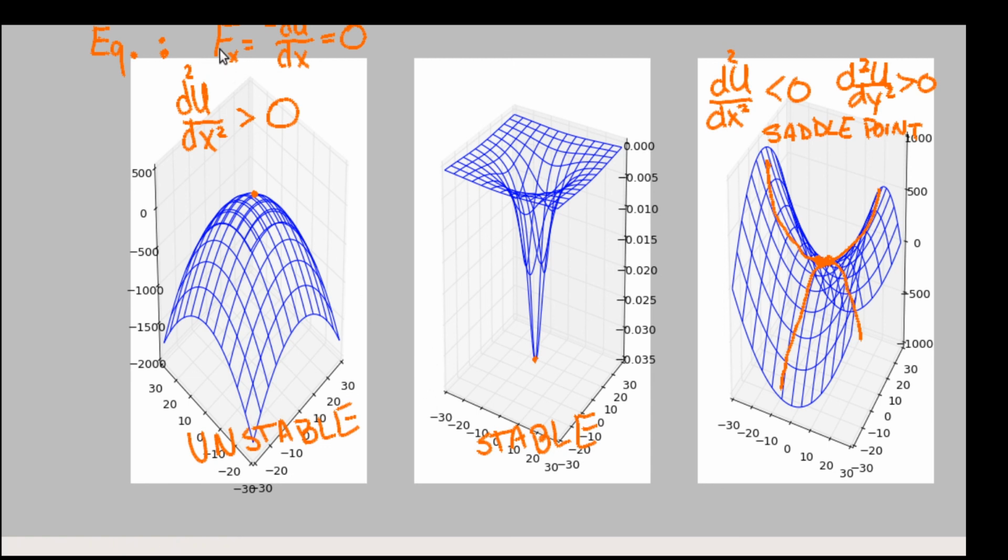So in summary, we're looking for points to have equilibrium where the first derivative of the potential energy function as a function of space is equal to 0. And then for that equilibrium to be stable, we're looking for the second derivative to be greater than 0, meaning we're looking for a local minimum in potential energy.